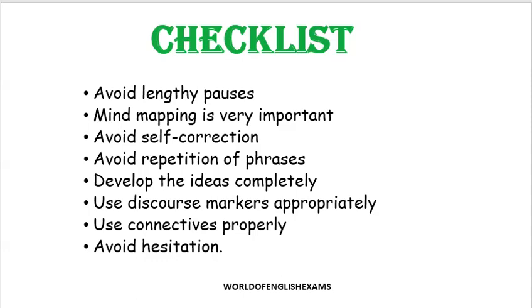Then avoid self-correction, avoid repetition of phrases, develop the ideas completely. Use discourse markers and connectives appropriately. Avoid hesitation. So is it clear, guys? This is how you have to frame your own checklist, or maybe you are free to use this checklist while evaluating your score for fluency and coherence.